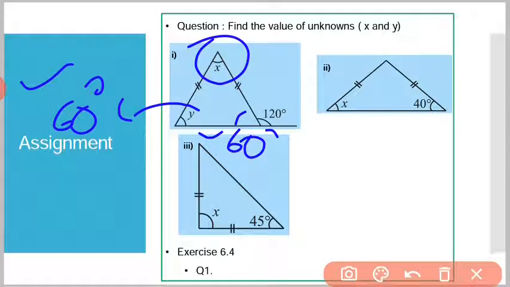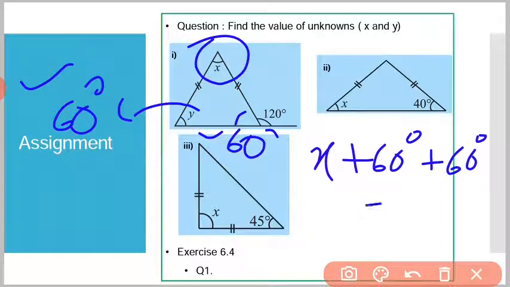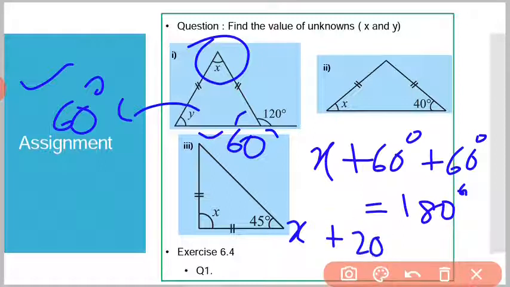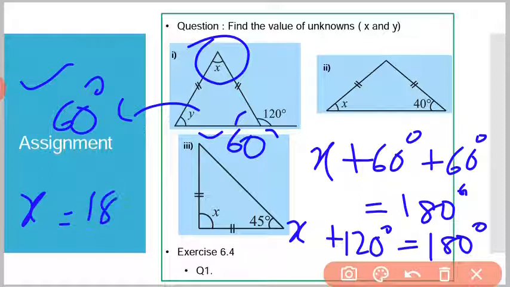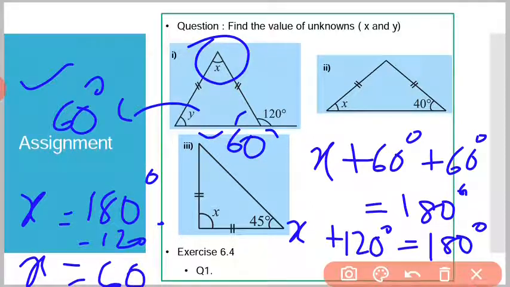We can apply the angle sum property: x plus 60 degree plus 60 degree will be equal to 180 degree, angle sum property of a triangle. So x plus 120 degree is equal to 180 degree. So x will be equal to 180 degree minus 120 degree. So x is equal to 60 degree. So what is the value of x over here? It is 60 degree.